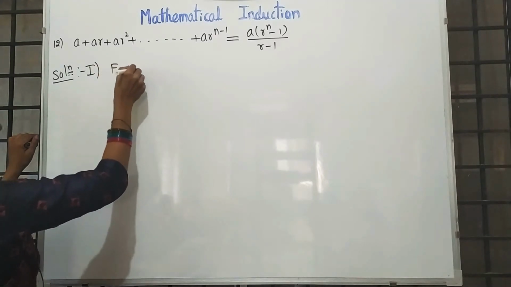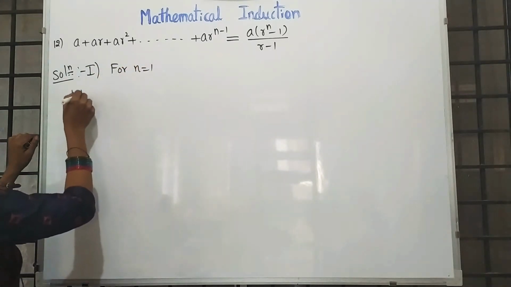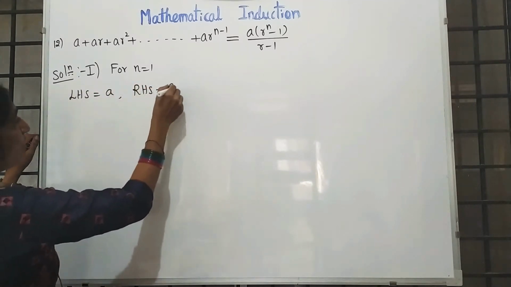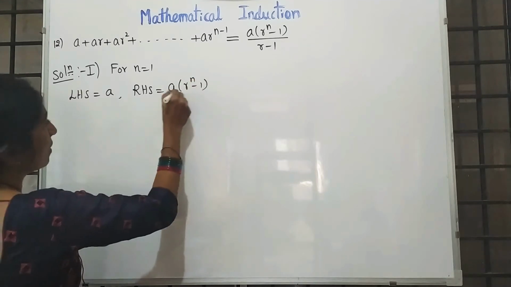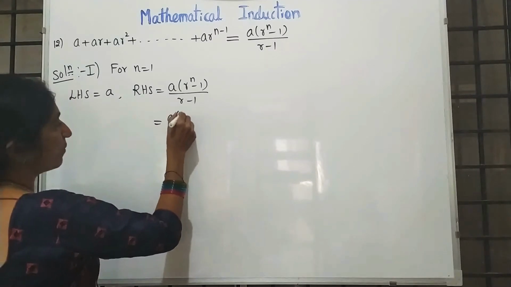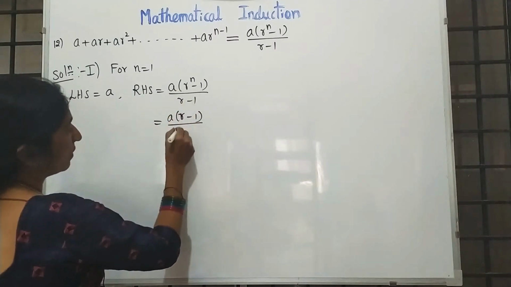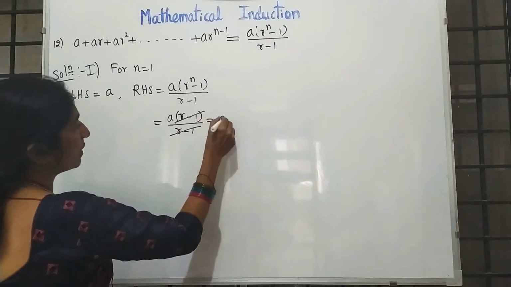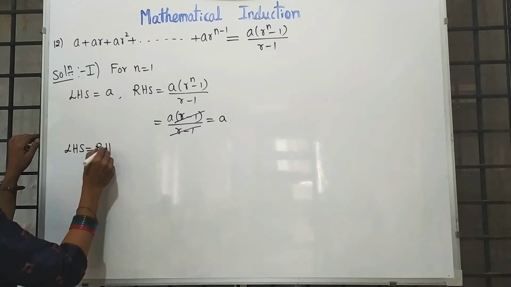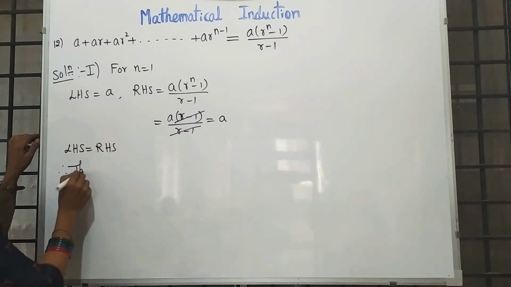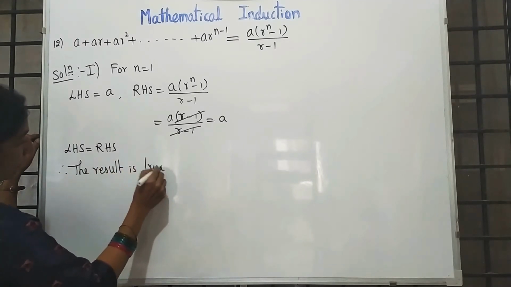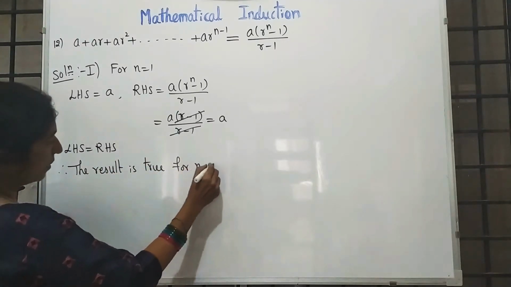First one, for n is equal to 1. What is the left side? Left side is a. And what about the right side? We have to write the formula. And after writing the formula, wherever n is there, we are replacing it by 1. r raised to 1 means r. This r minus 1 gets cancelled. That means, see what you are getting? We are getting LHS and RHS results equal. Therefore, the result is true for n is equal to 1.